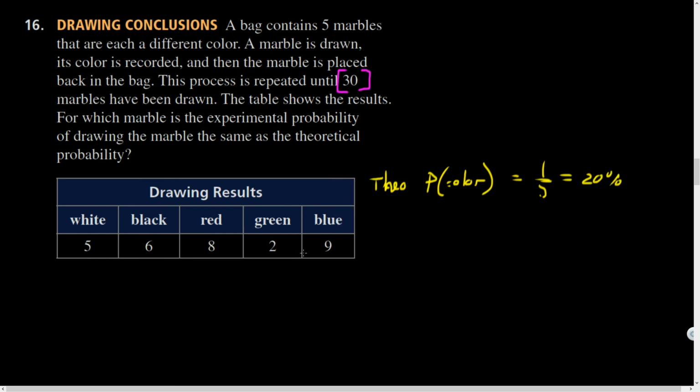Now the experimental probability of getting one of these colors, right, this would be like getting a 5, and I guess I'll write it this way. So 5 out of 30, that reduces to 1/6, okay? 6 out of 30 is 1/5, and so that's the same as 20%. And so the final answer ends up being black. This is the situation in which the experimental probability happened to match the theoretical probability.